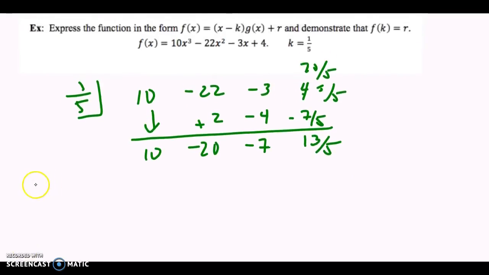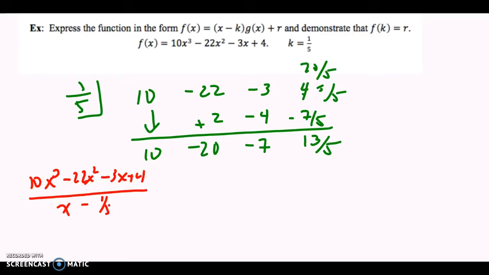So that means when I take 10x cubed, let's write this in red, when I take 10x cubed minus 22x squared minus 3x plus 4, and I divide it by x minus 1 over 5, I get, I don't know why it went down there, sorry, I get 10x squared minus 20x minus 7, and then plus 13 over 5 divided by the divisor, x minus 1 over 5.